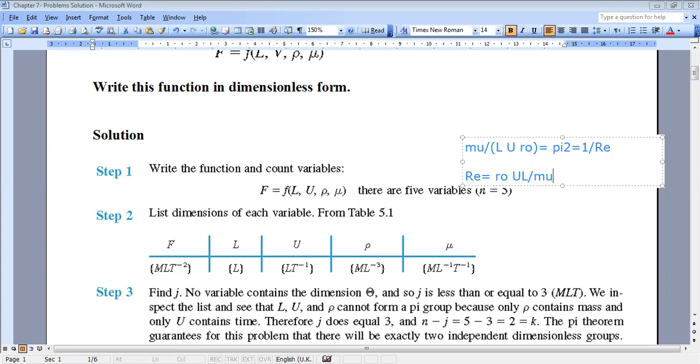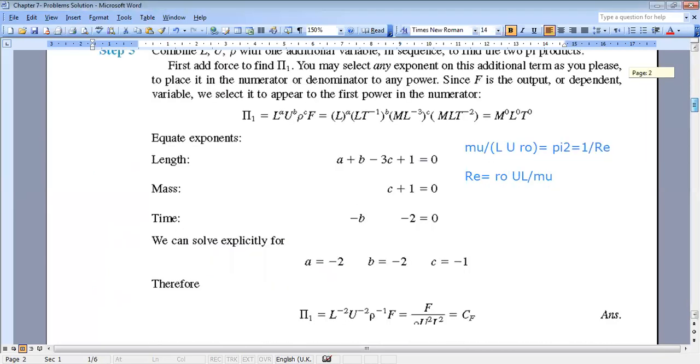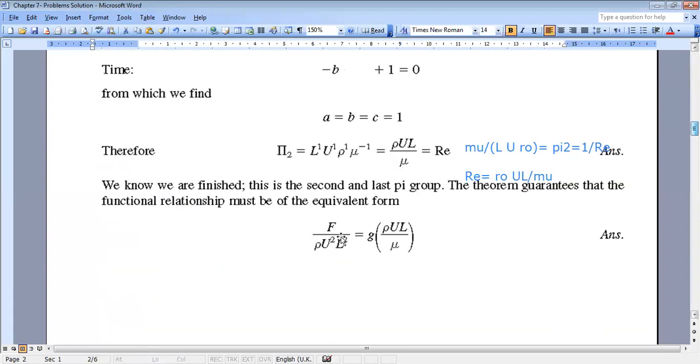So here we found our two groups in this problem. They are 1 over Reynolds and F over rho U square L square, as we have seen before. So if you look here, these are your two groups. So you can write your system as follows. The first group is F over rho U square L square. This is my first group. I should express it as a function of my second group, which is, you can take mu over rho UL or rho UL over mu, it's the same.